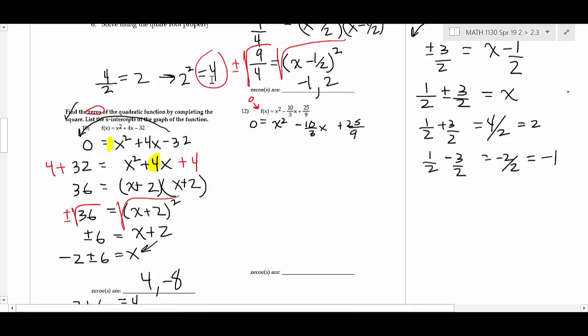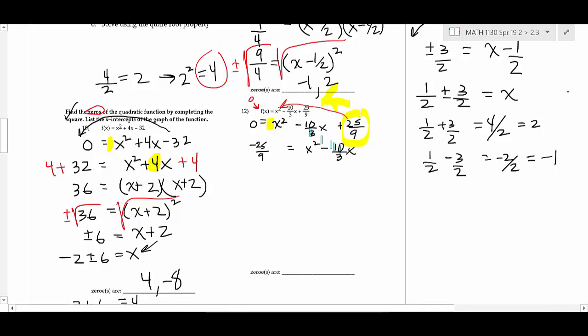The first thing that you always want to do is make sure that there's nothing in front of x squared. If there is, you divide by it to get rid of it. You have to do that. And then this number right here has to move to the other side. So I'm going to start this way. What you want to do is move that to the left side. And then that would give me negative 25 over 9 is equal to x squared minus 10/3 x like that. And then we do the completing the square.